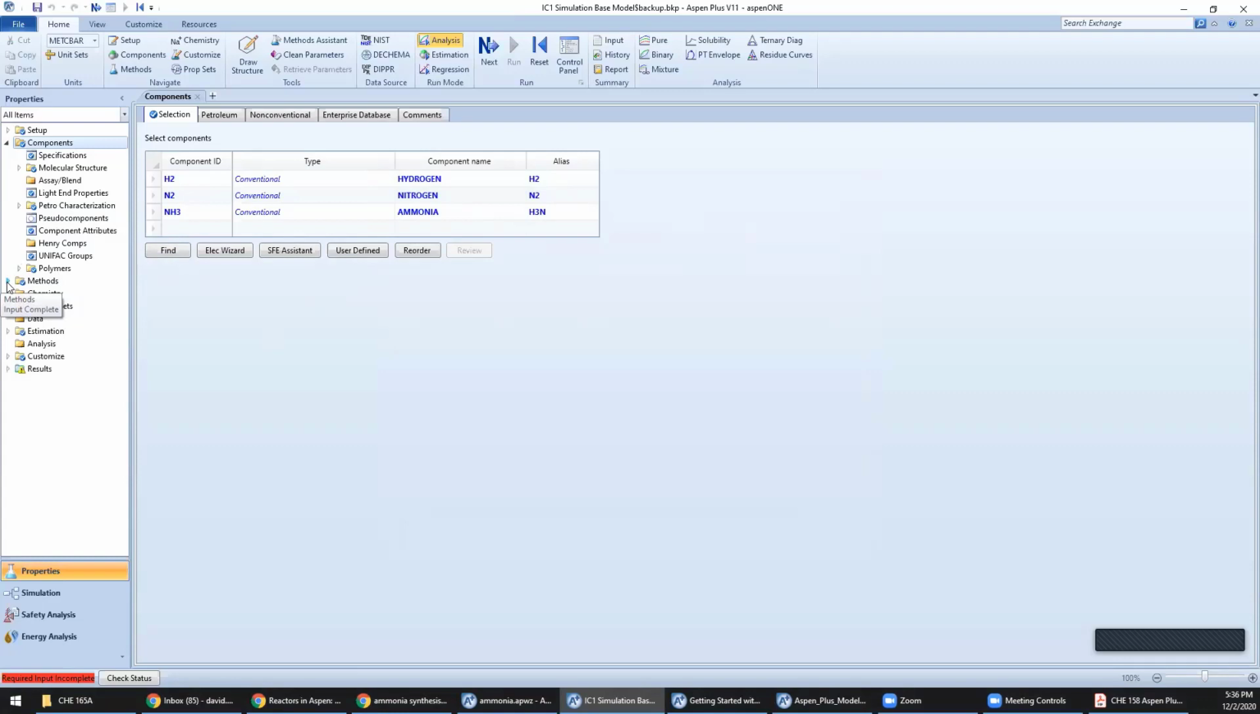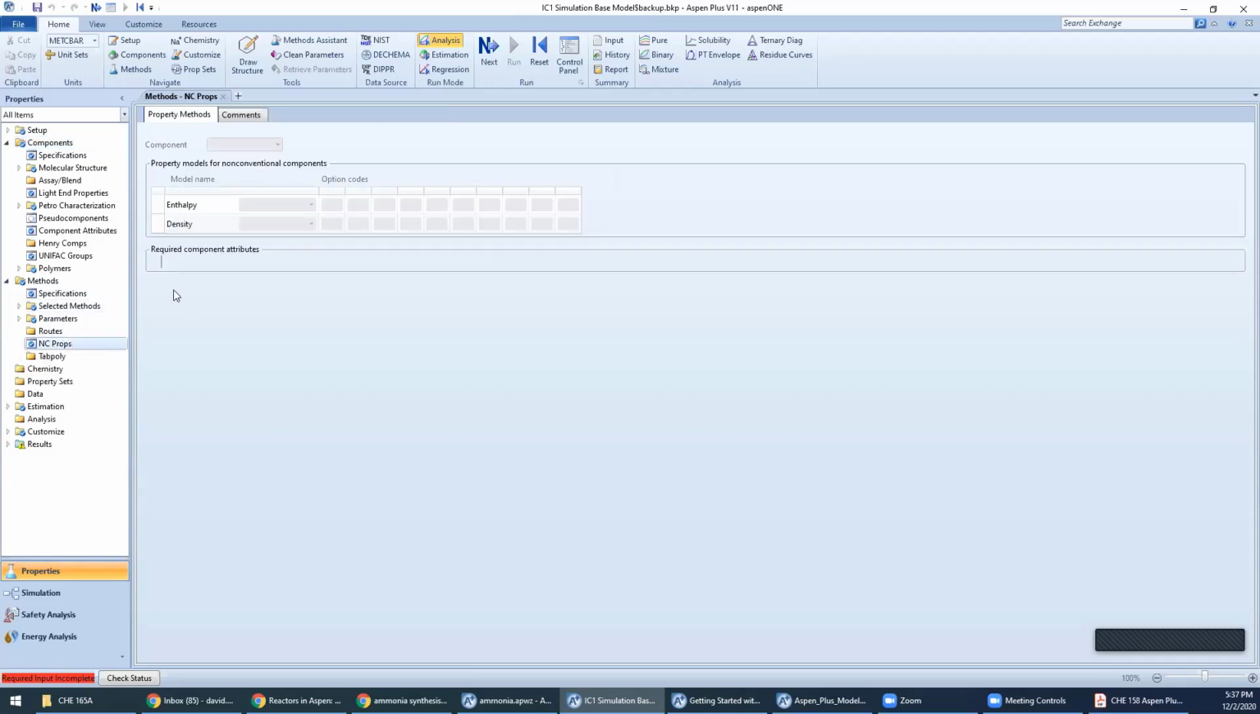Yeah, but there are some things in there that you can put in yourself, like binary diffusion coefficients and that kind of stuff. That is a little bit of a headache depending on the method that you pick. So NC prop is non-conventional properties. When you specify your own component, you have to put in what some of the properties are so that everything else works out as far as the calculations go. Those are most often enthalpy and density. Density to make sure that the mass will work out, and enthalpy to make sure the energy balance will work out.